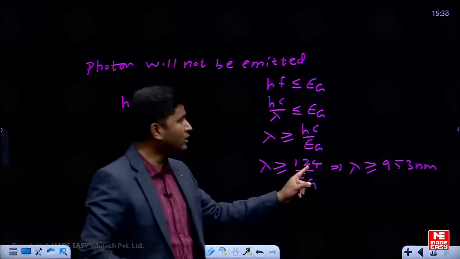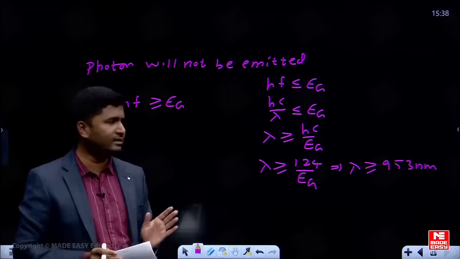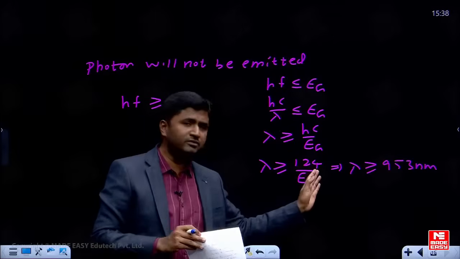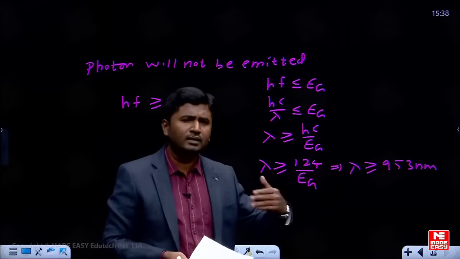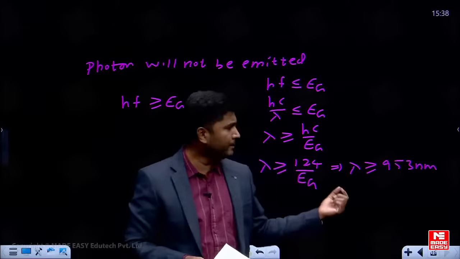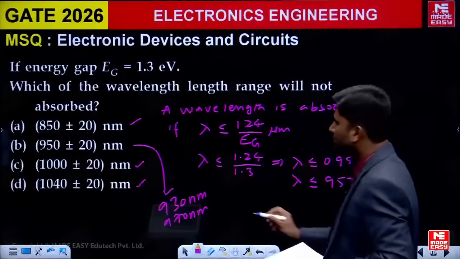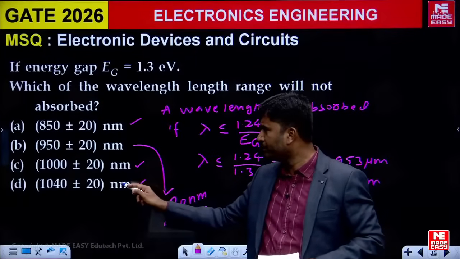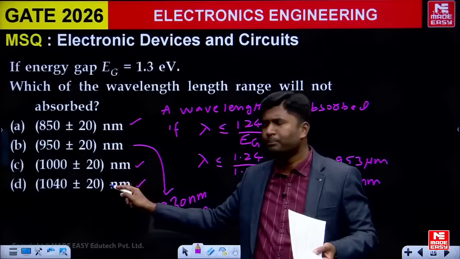These photons will not be emitted. Emitted photons will have a wavelength less than 953, and photons of this much wavelength will not be emitted. So if you think this way, again C and D will match, because in options C and D these are greater than 953, so these photons will not be emitted. So the better option is C and D.